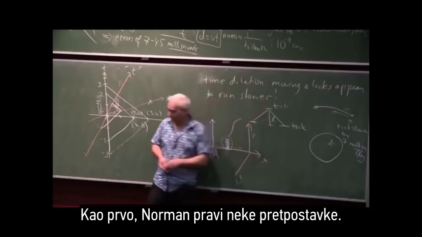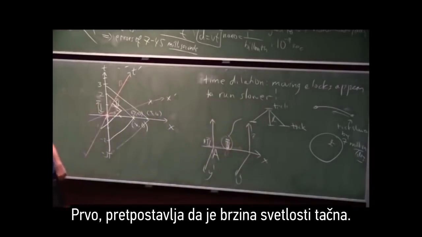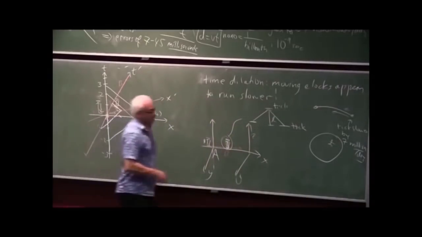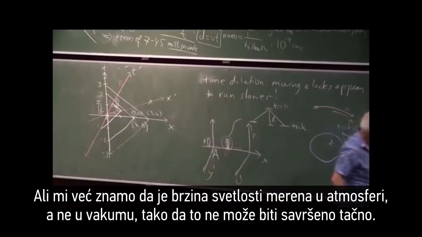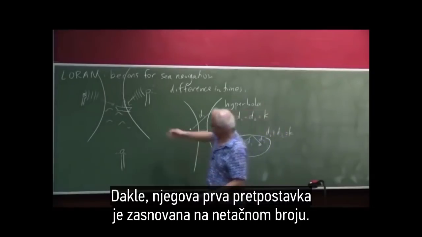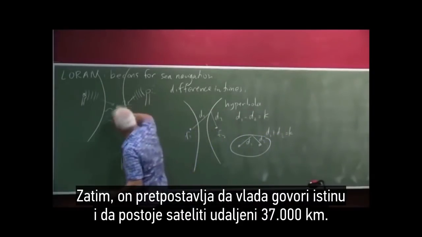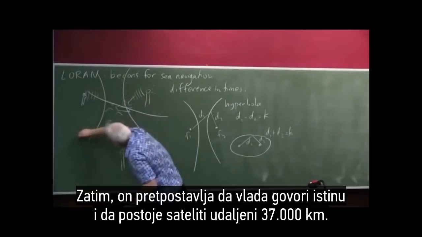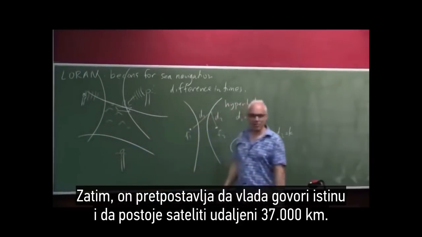First of all, Norman makes some assumptions. First, he assumes that the speed of light is correct. But we already know that light was measured in the atmosphere and not a vacuum, so it can't be perfectly accurate. So his first assumption is based on an incorrect number. Next, he assumes the government is telling the truth and that there are satellites 23,000 miles away.